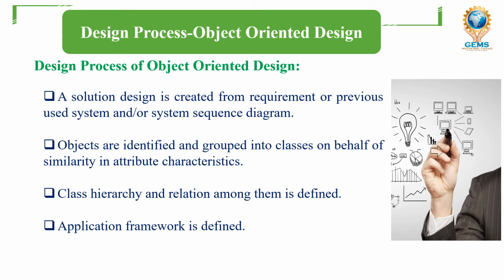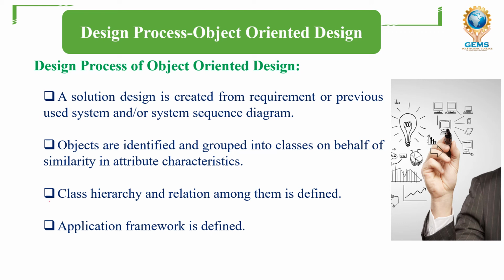Now, the design process of object oriented design. We have 4 points. The design process says that a solution design is created from requirements and the previous system. The second point says that objects are identified and grouped in classes on behalf of similar attributes and characteristics. So objects which are similar in nature are grouped together.